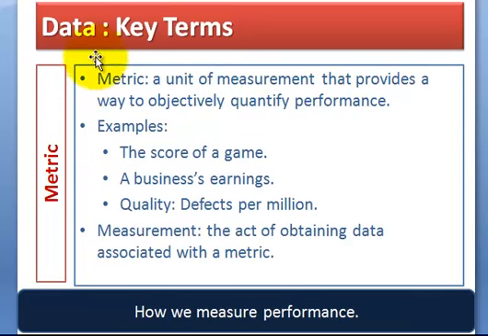Now, another key term is a metric. A metric is a unit of measure that provides a way to objectively quantify performance. So for example, the score of a baseball game, a business's earnings or revenues, the number of defects per million as a quality measure. These are all metrics: the score, the earnings, the quality performance. Measurements are the actual act of obtaining the data associated with the metrics. So the metric might be the score of the game. The actual measurement is 5-4 is the score.